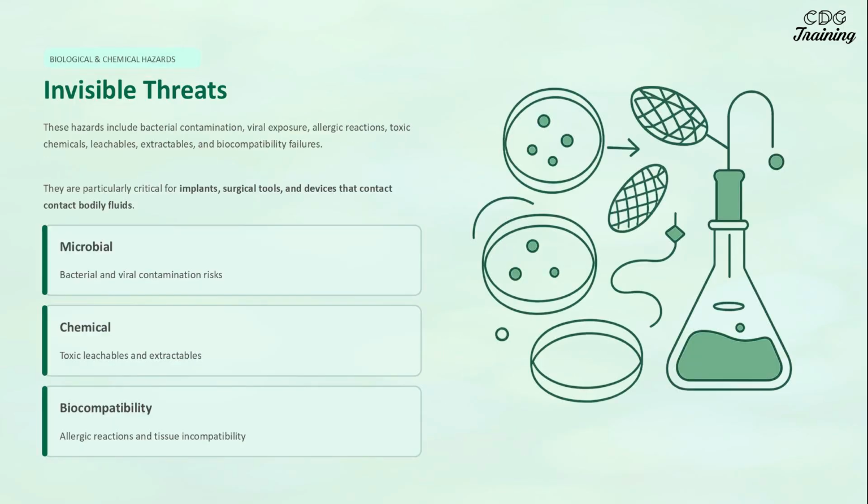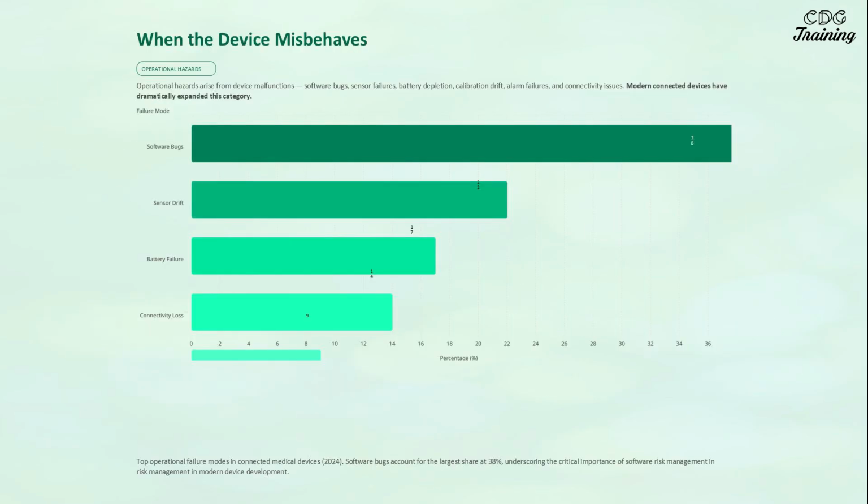Biological and chemical hazards pose invisible threats, especially in implants and surgical tools. These include microbial contamination, toxic chemicals, and biocompatibility failures. Operational hazards arise from device malfunctions like software bugs and sensor failures. Understanding these is crucial, as modern devices have expanded the risk landscape significantly.